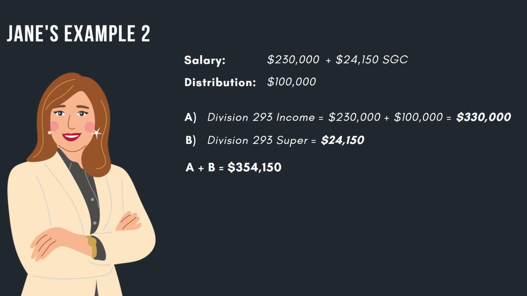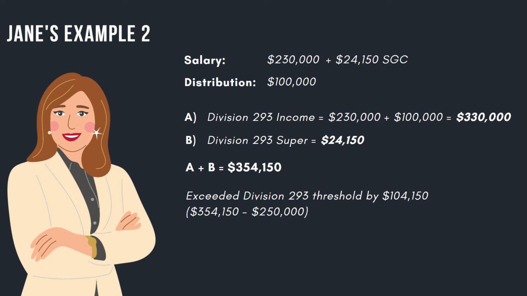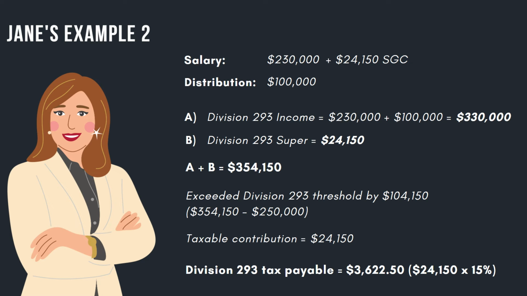So again, if we add A to B, this time we get $354,150. She has exceeded the Division 293 threshold by a whopping $104,150. The taxable contribution is again the lesser of the Division 293 super contribution, which is $24,150, and the amount in excess of the threshold, which in this case is $104,150. So in this instance, the taxable contribution is the Division 293 super contribution of $24,150. Jane will be required to pay Division 293 tax of $3,622.50.